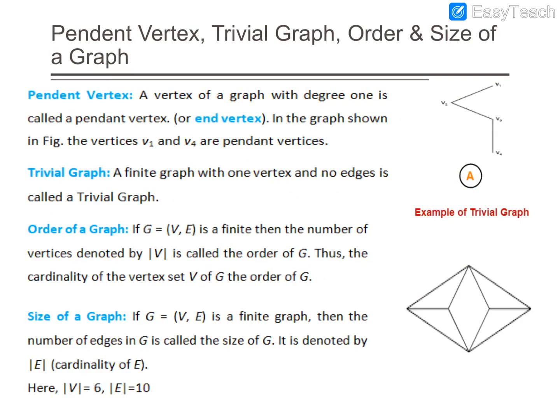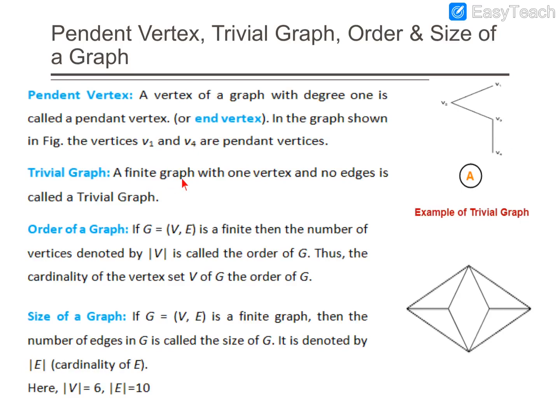Now, the pendant vertex: a vertex of a graph with degree 1 is called a pendant vertex or end vertex. In the graph shown in the figure, the vertices V1 and V4 are pendant vertices. The vertex V1 has degree 1 because it is incident to one edge. The vertex V4 also has degree 1 because it is also incident to one edge. Therefore, both the vertices V1 and V4 are called pendant vertices.